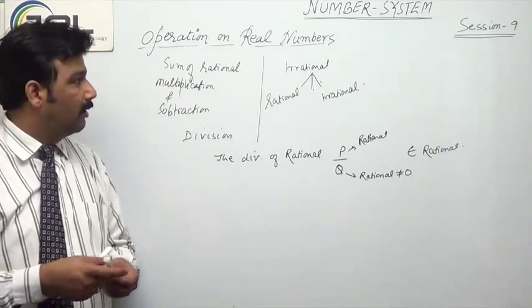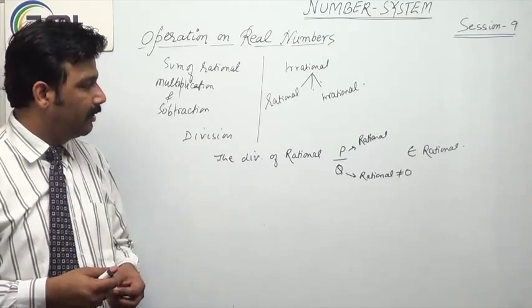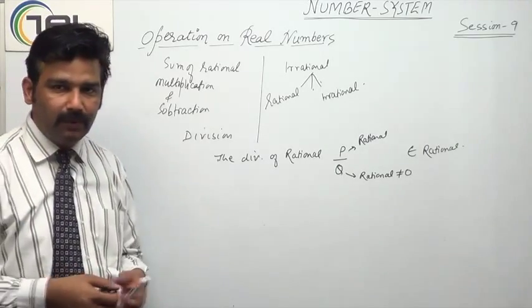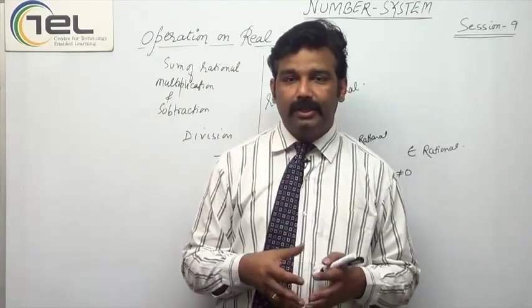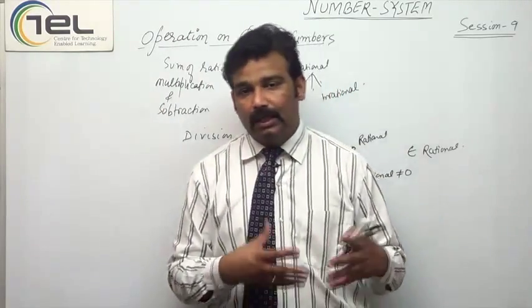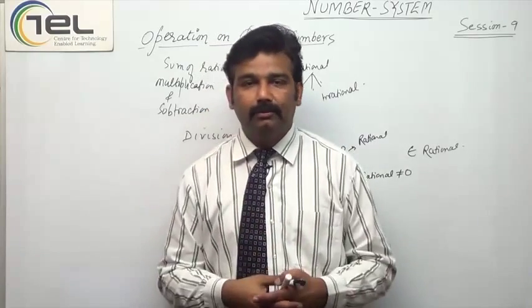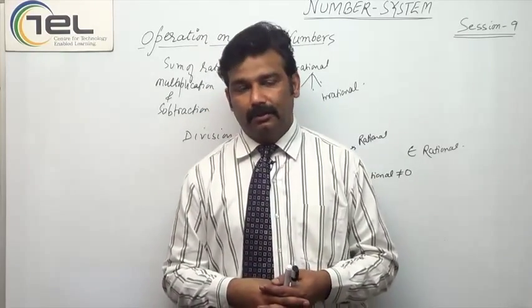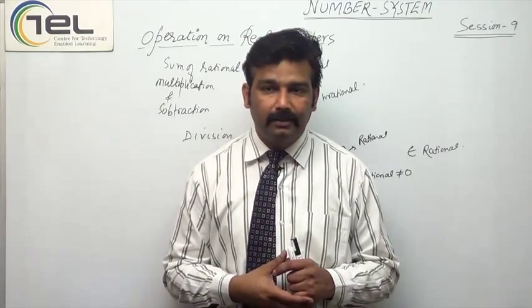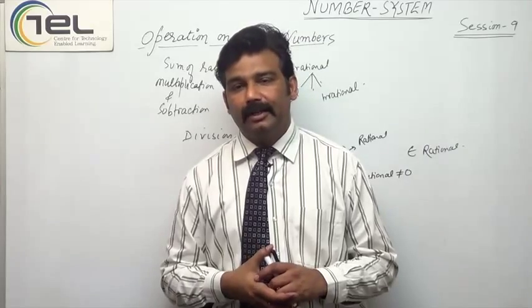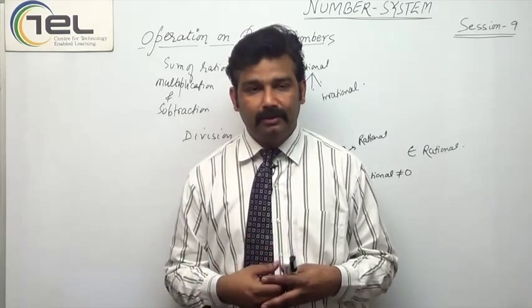So this is all we have in this session, and we are going to meet in another session, part 2 of this one, in which we will deal with the representation of any type of rational or irrational number on the number line. We will see how the formula works.